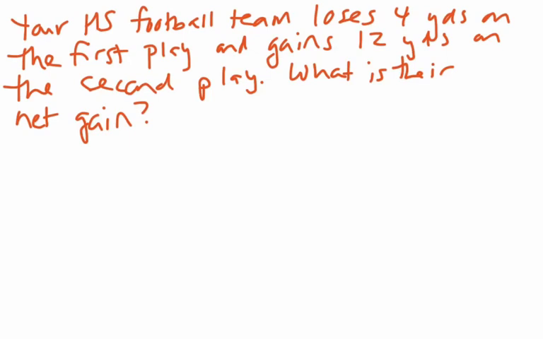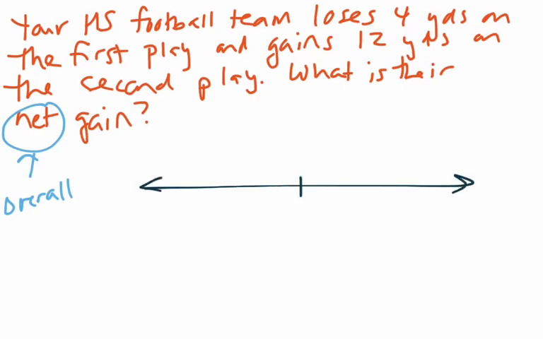And I do want to address this word right here. When you see net gain, that means overall. That is another way of saying what is their overall gain, or when all of the plays are done, where are they relative to where they started? So you can picture this on a number line. If you're on a football field, it would be from wherever they're starting. So it might not necessarily be at the 0, but it won't change the answer to the question.